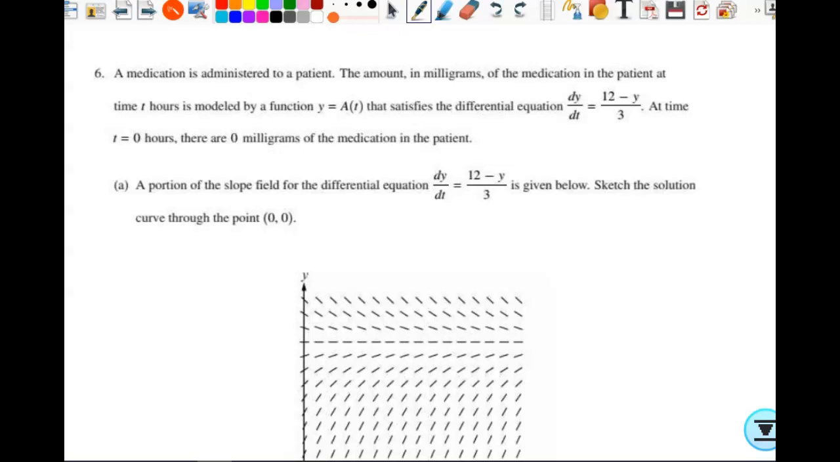All right, so guys, this is really recent, just a couple years ago. Question number 6. Read the context here, and then do part A at your table.